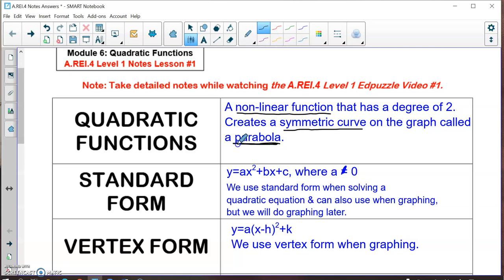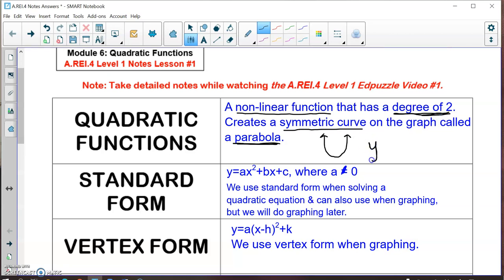So we will get into graphing in our next standard, but just know that when we're dealing with a quadratic function, it creates a symmetric curve which actually looks like a U-shaped graph, and this is called a parabola. Now, all of these quadratic functions are going to have a degree of 2 on your x. Your y should still have a degree of 1.